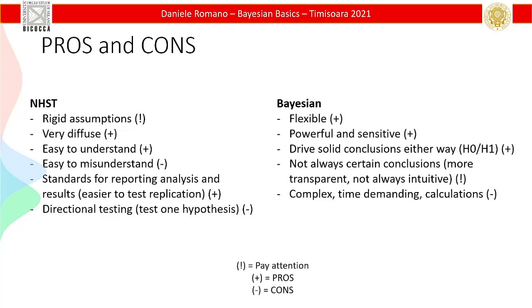Sometimes it drives to uncertain conclusions, as NHST does, but in my vision now it's perceived like a failure of Bayesian statistics, because being in an uncertain situation where you cannot draw a conclusion is a sort of failure. Because you can prove both and you end up with nothing in your hands. So it's perceived more as a failure in the Bayesian world than in the NHST.